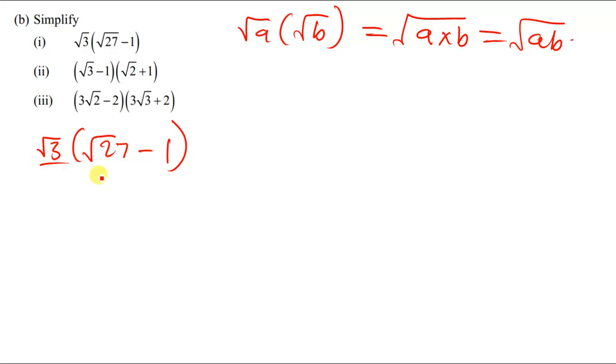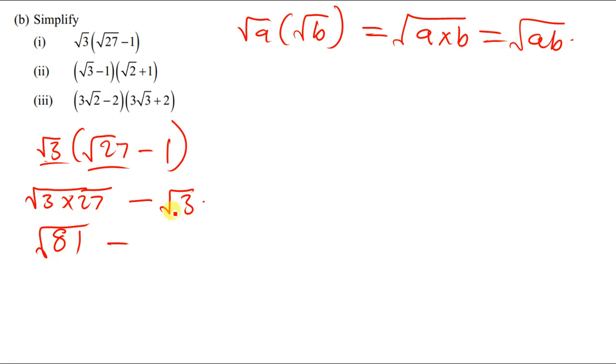So when I multiply the root of 3 and the root of 27, this is just going to be the same as the root of 3 times 27. Then we say minus root 3 times negative 1 will give us negative root 3. So 3 times 27 gives us 81. So this will be the square root of 81 minus the root of 3. The square root of 81 is simply 9, then minus the root of 3. So this is exactly what you're supposed to do on the first part there.